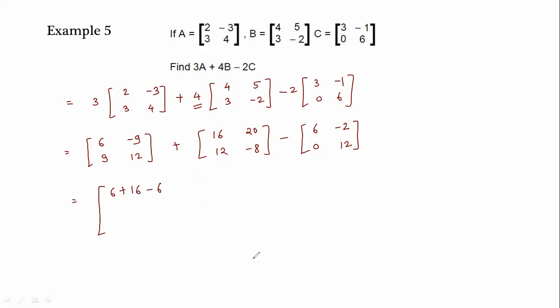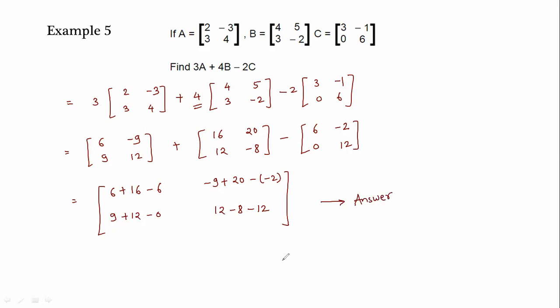Next element. See what will be the next element? Observe here. Minus 9 plus 20 minus of minus 2. Use brackets systematically and you will not make any mistake. The way I am writing, you are supposed to write like this. Last element, 12 minus 8 minus 12. After this, you can get your answer easily.